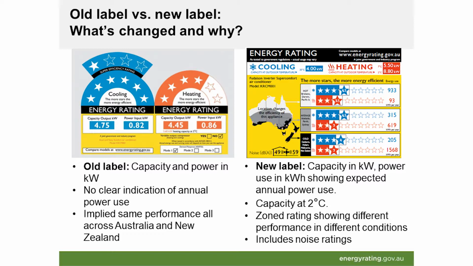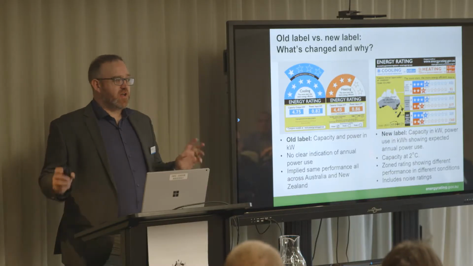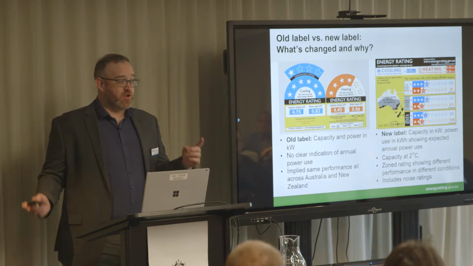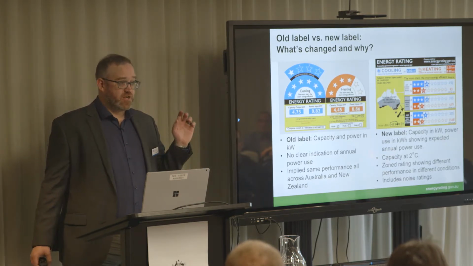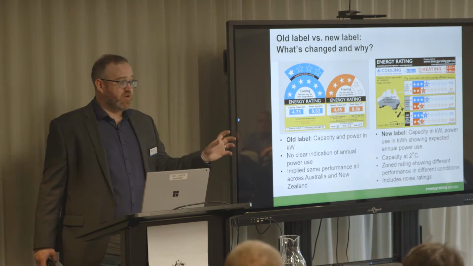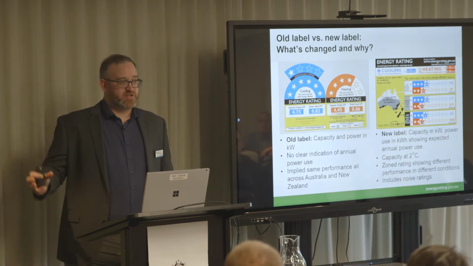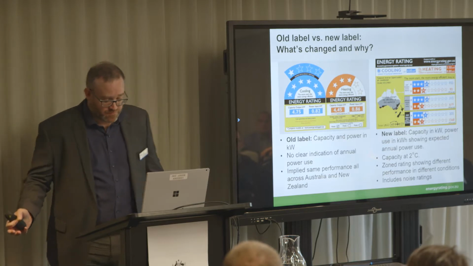The new label, capacity is still in kilowatts, so the cooling capacity and the heating capacity are still comparable between the old label and the new label. It shows the capacity at 2 degrees. It shows the zoned rating showing different performance in different conditions. It includes a noise rating for the first time. A couple of things to note: you can't have both labels on a unit at the same time. They're either registered to the 2013 determination and they have the old label, or they're under the 2019 determination and they can have the new label.